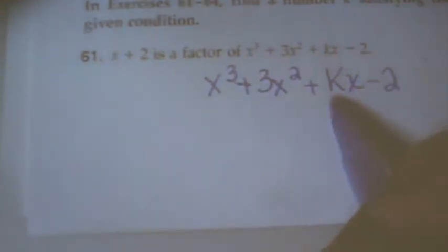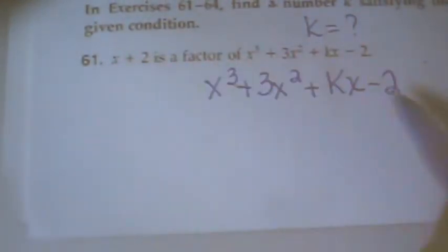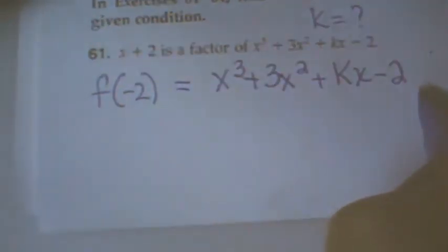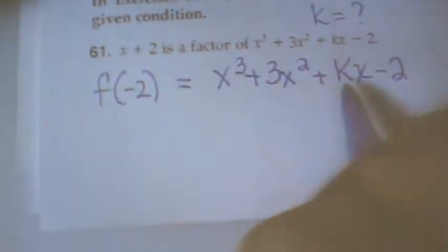We're going to do 61. How could you figure out, this says x cubed plus 3x squared plus kx minus 2. I want to know what is the value of k to satisfy the given, to say that this goes into it evenly. You've got to make sure you get a 0. So you're going to evaluate this for f of -2, and set it equal to 0, because we want to say that this goes into it evenly.